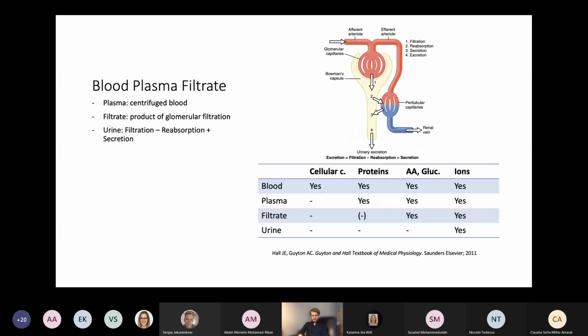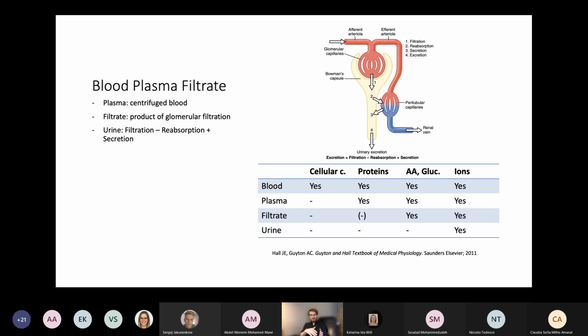Then, in order to get the last bits of terminology and basics out of the way, I'd like to discuss differences in blood plasma and filtrate. What does the glomerulus do, or what does the kidney do? It filters blood, but what is the outcome? Blood is normally made from cellular components, proteins, amino acids, glucose, anything that can be found. Plasma is when you centrifuge it, then you will settle all the cellular components at the bottom and you'll be left with serum.